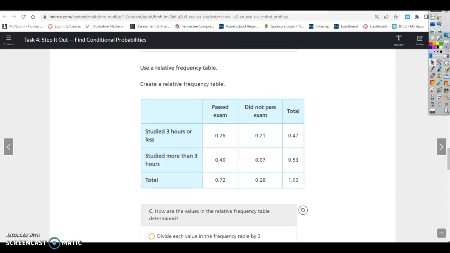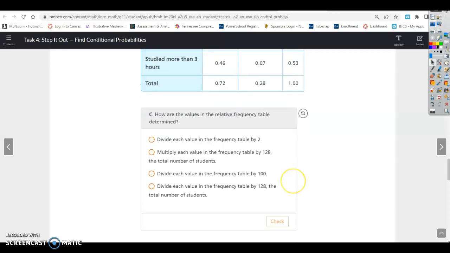All right, so use a relative frequency table. Create a relative frequency table. So they took the numbers above and they divided each by the total, and they got these percentages here. So 26% passed the exam who studied 3 hours or less. 46% passed the exam if they studied 3 hours or more, and that gives us 72% passed the exam altogether. All right, and then these are did not pass, and then of course you have your totals there.